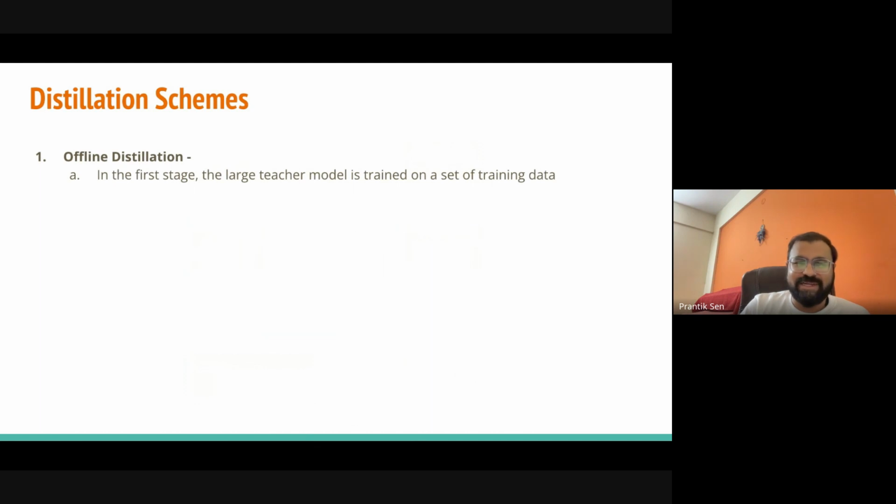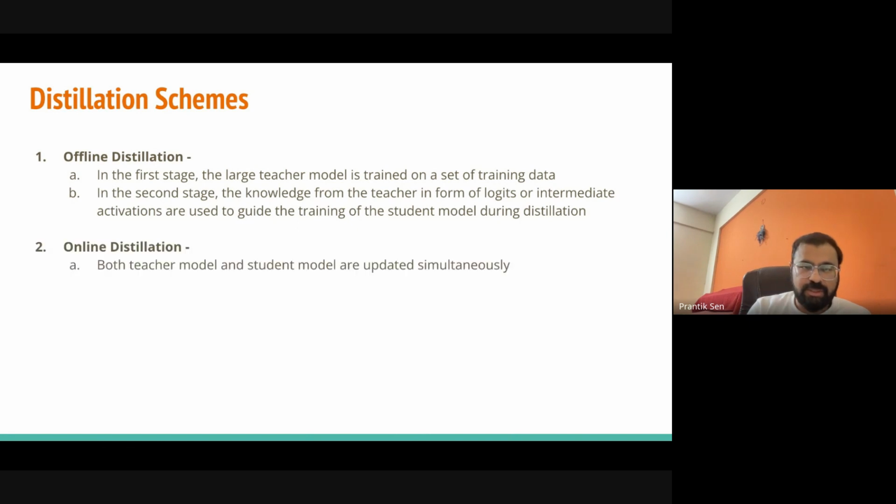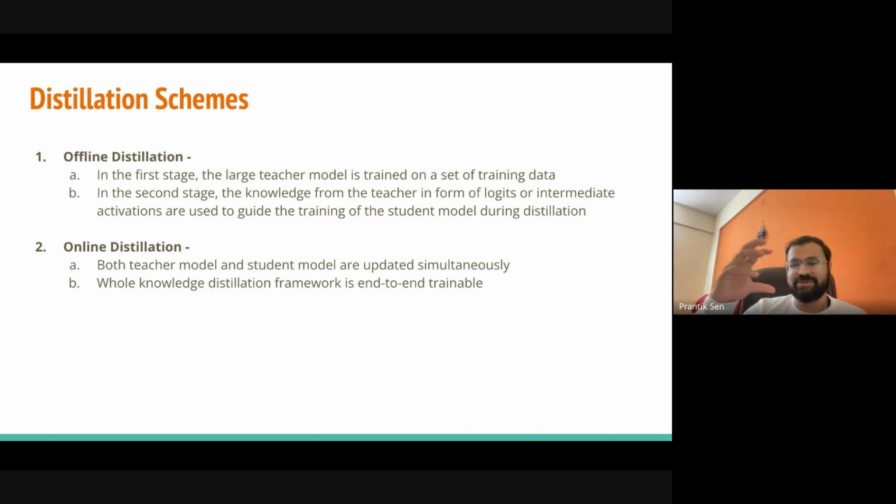So offline, again, we covered this. A large teacher model is pre-trained, and in the second stage you use some sort of a knowledge distillation formulation and you train the student. Online is like both teacher and student models are updated simultaneously. It can be like in a single pass, you first update the teacher, and then in the next pass you update the student to match the teacher performance, or it can be together as well. And the whole knowledge distillation framework is end-to-end trainable. So basically you are training both teacher and student. You are doing back propagation and updating the weights there.